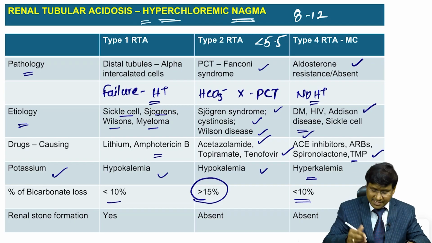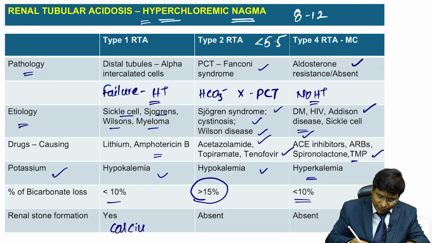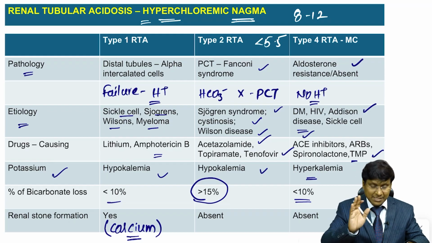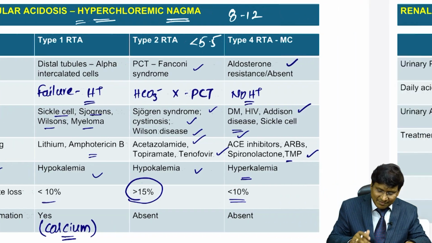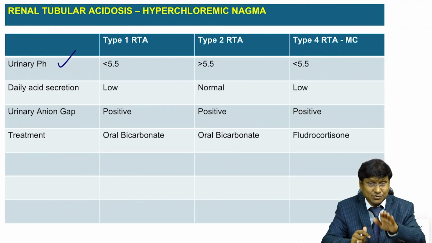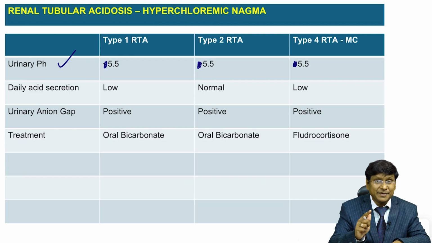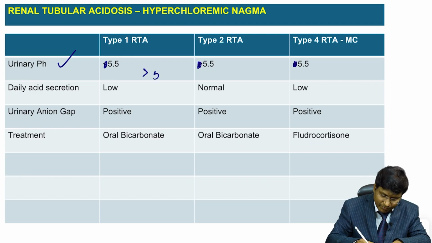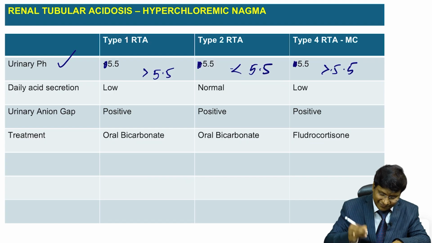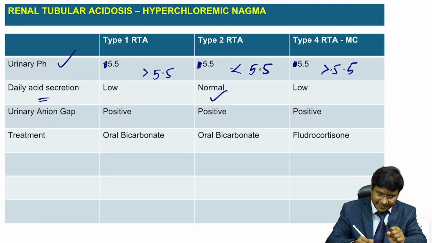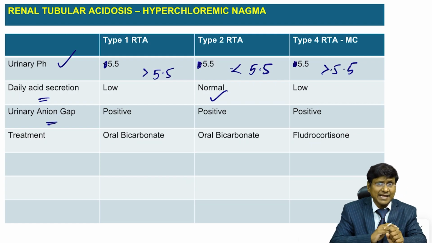If you take the renal stone formation, in case of type 1 you have calcium stone formation, whereas in type 2 and type 4, renal stone formation is absent. Then we were discussing the urinary pH. Here I have written exactly the reverse. Urinary pH in case of type 1 as well as type 4 will be more than 5.5, whereas urinary pH in type 2 will be less than 5.5. That is what you will notice in type 2 renal tubular acidosis. And daily acid excretion is normal in type 2 but low in type 1 and type 4. Urinary anion gap is positive in all.